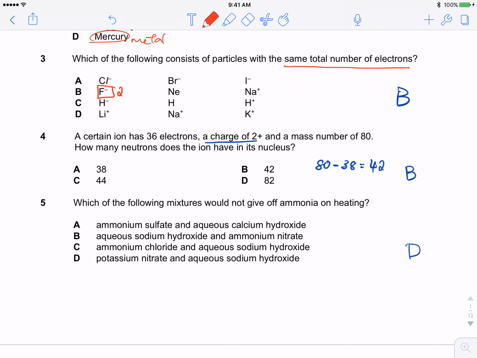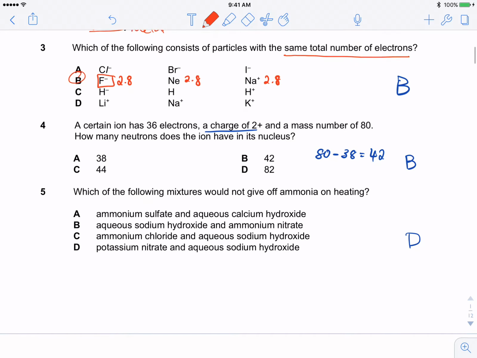So it is 2.7, and after it gains 1 electron, it becomes 2.8. Neon has the proton number of 10, so it's 2.8. Sodium has the proton number of 11, so it is 2.8.1, but it loses 1 electron to form sodium plus. Therefore, the answer is B.